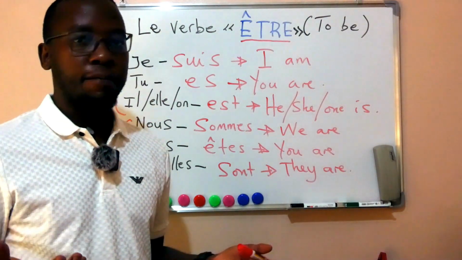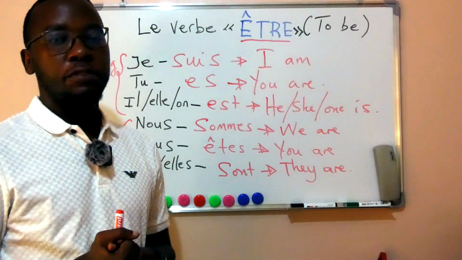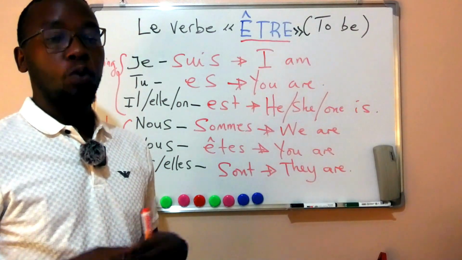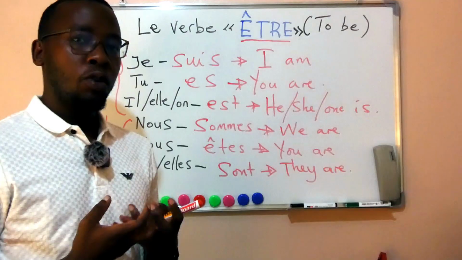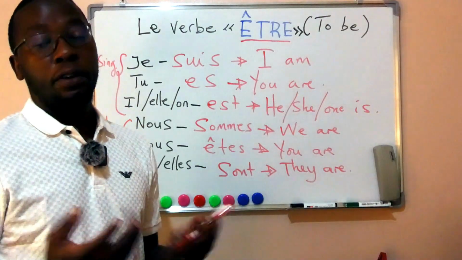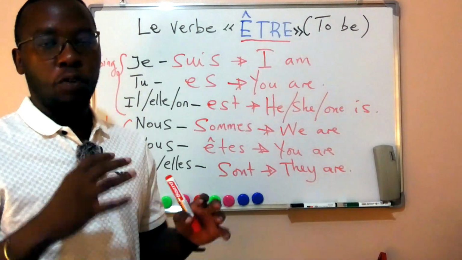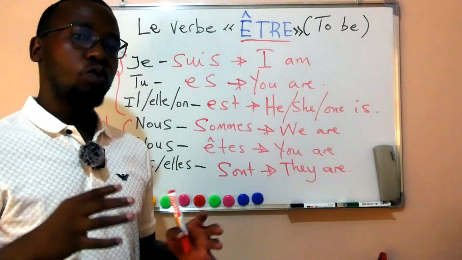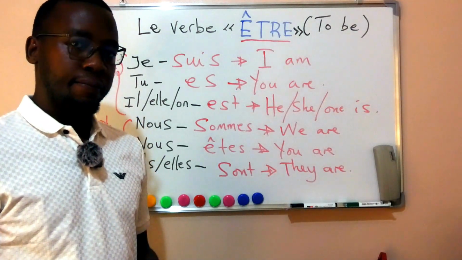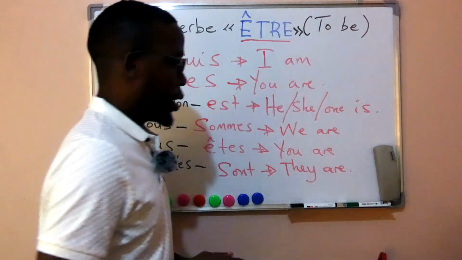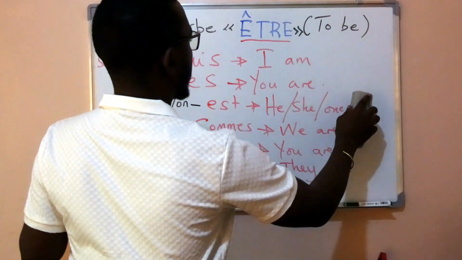Okay, so that is the conjugation of the verb être, the most important verb in French. It is the very first verb that we learn to conjugate, because from this verb we can come up with very, very many sentences already if you learn how to conjugate it.